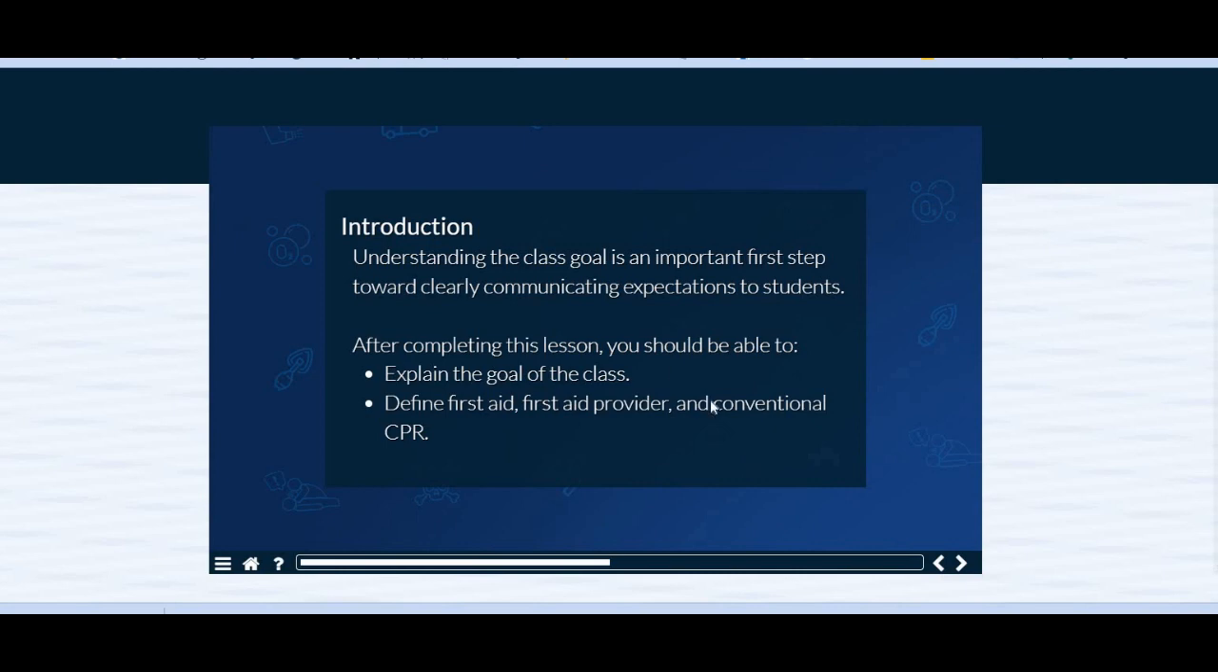Understanding the class goal is an important first step toward clearly communicating expectations to students. After completing this lesson, you should be able to explain the goal of the class, define first aid provider, and conventional CPR.